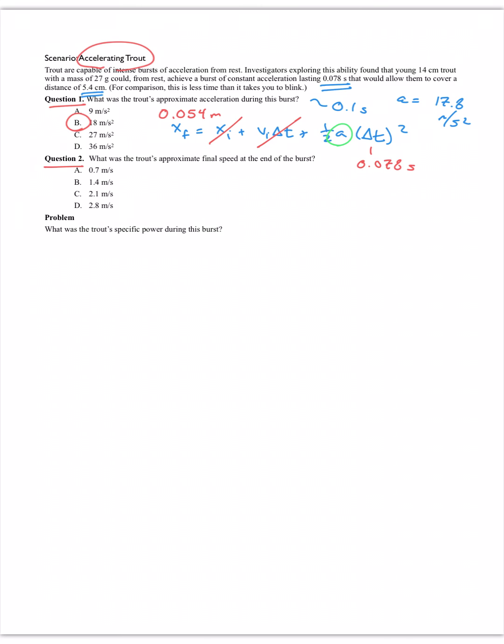Question 2, what was the trout's approximate final speed at the end of the burst? Well, that's fairly straightforward to calculate because we know the final speed is just equal to the acceleration times the time interval, because the initial speed was 0. The acceleration is 17.8 meters per second squared. The time interval is 0.078 seconds. And so I end up with a final speed of 1.38 meters per second, or looking at the closest value in the table, 1.4 meters per second.